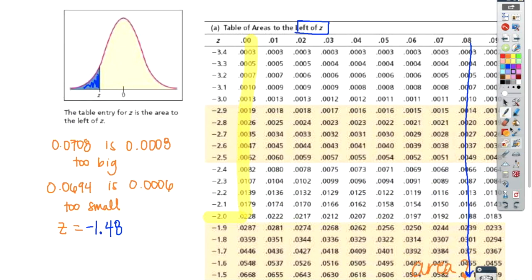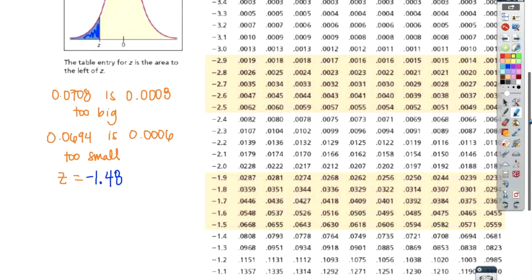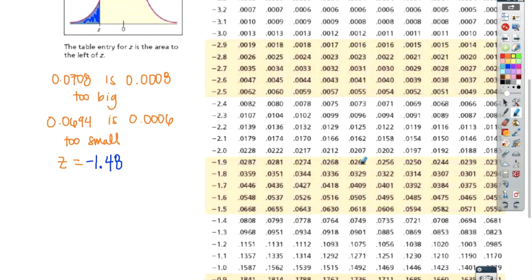Now, the other challenge is going to be finding that decimal value in this jungle of numbers. They are in order. Let me try to clean up some of the mess I've made. So I'm going to try to find something closest to 0.0280. Here's 0.0274. That one's just a little bit too small. And 0.0281. That one's just a hair too big. But of those two numbers, the 0.0281 is definitely closer. So I'm going to go with the z value that gives me an area of 0.0281.